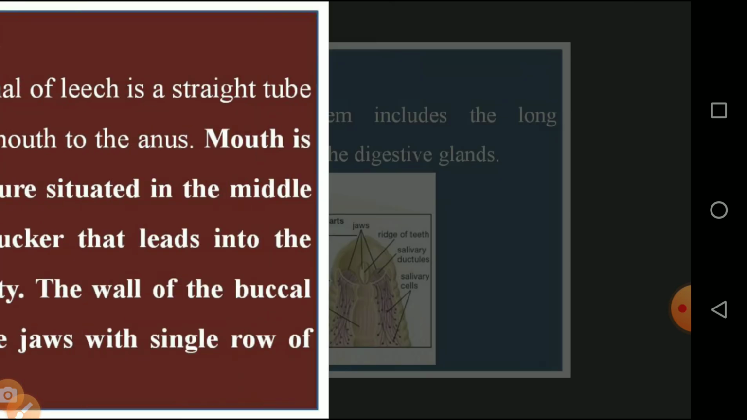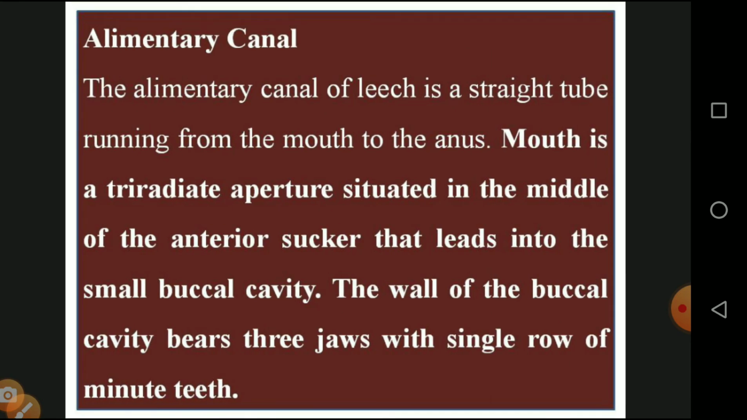alimentary canal. First we will see the alimentary canal. The alimentary canal of the leech is a straight tube running from the mouth to the anus. It is a primitive organism, so they have a tube-like canal structure. The mouth is a triradiate aperture situated in the middle of the anterior sucker and leads into a small buccal cavity. The buccal cavity is a small opening below the region of the mouth, and they have a triradiate, that is, three-directional Y-shaped teeth to catch the host organism. The wall of the buccal cavity bears the jaw and a single row of minute teeth.